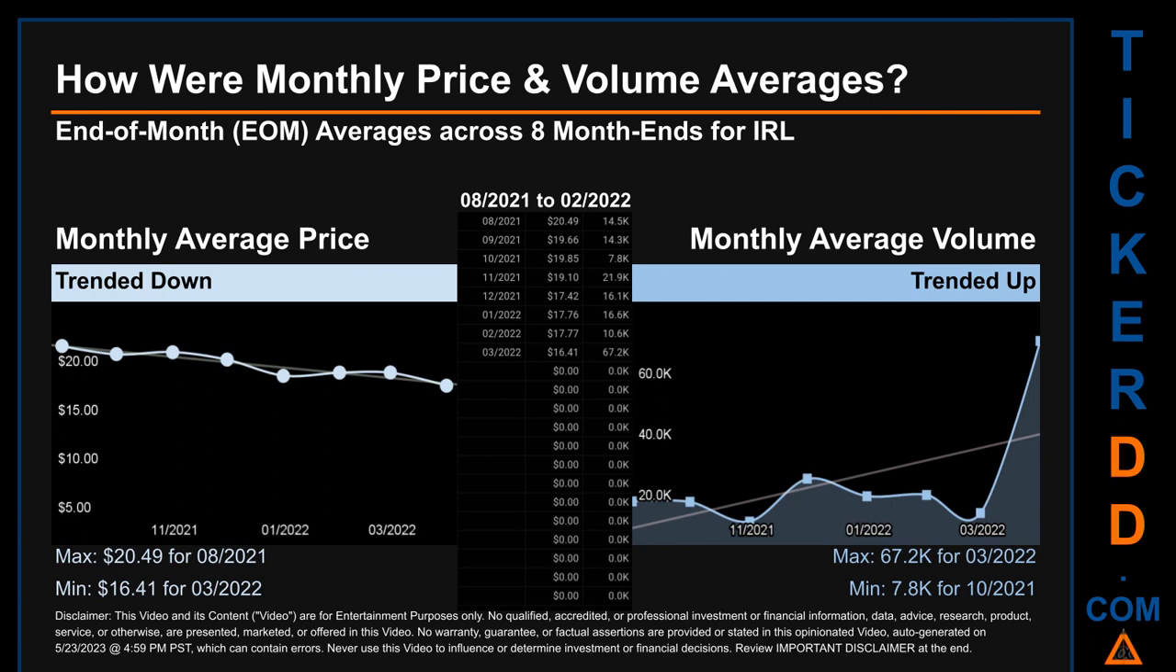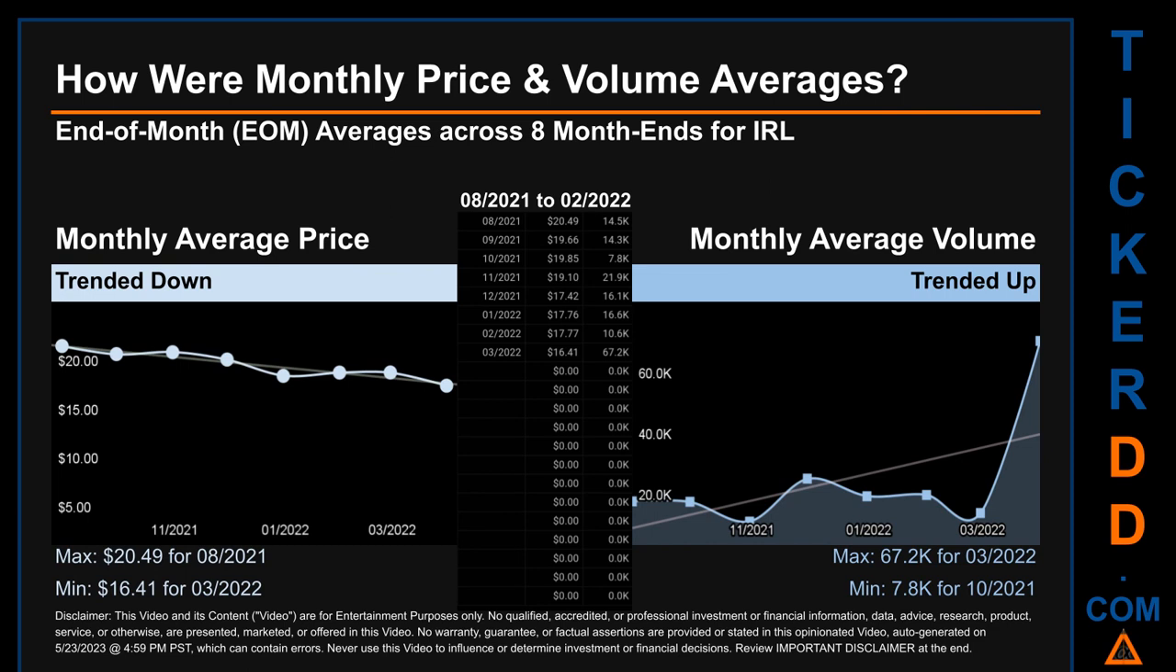How were price and volume averages for IRL? Across 151 trading days, there were a total of 8 month ends, of which monthly averages for daily price and volume were calculated. Overall, monthly price average trended down while monthly volume average trended up.